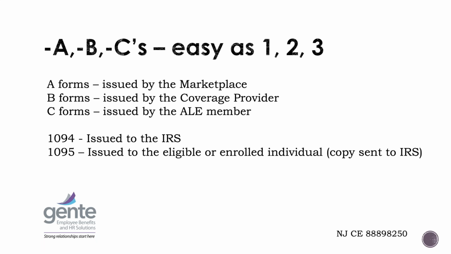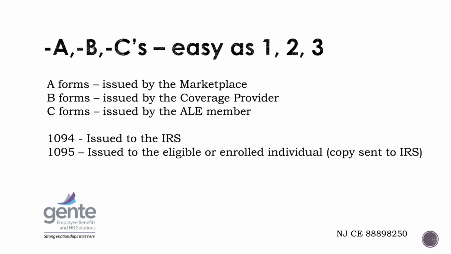So there are also a ton of forms. For this webinar, we're going to be focusing specifically on the 1095Cs, but there are 1094s and 1095s, A's, B's, and C's. The A form is issued by the marketplace. So this is if you go to a state-based or a federally facilitated marketplace and you get an individual plan through there, you're going to get an A form that says that you got that.